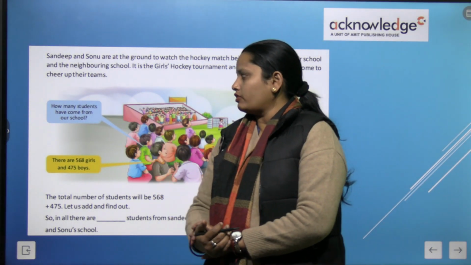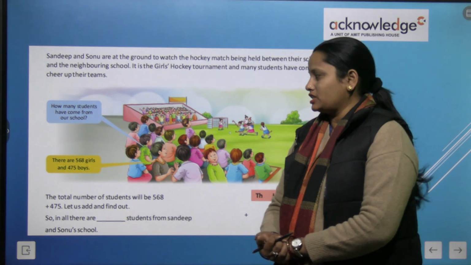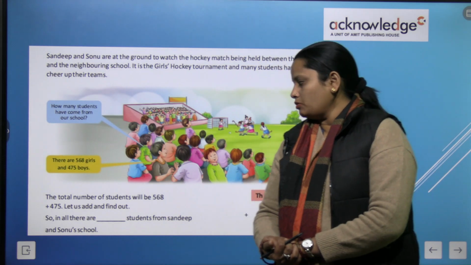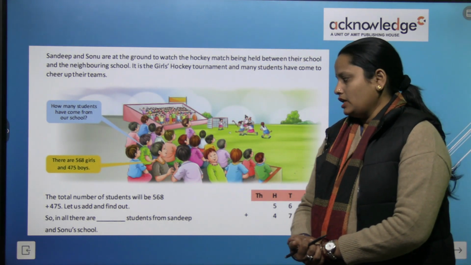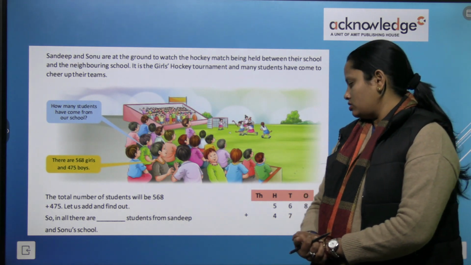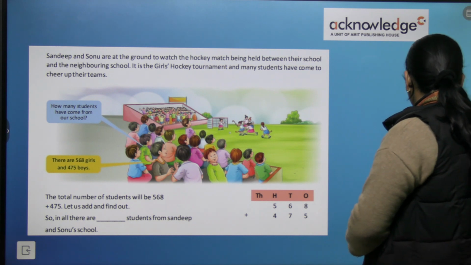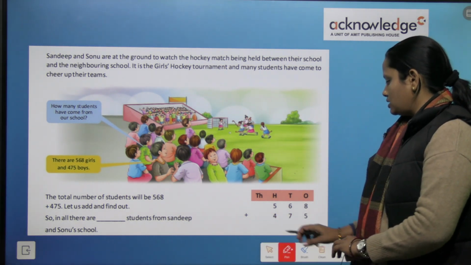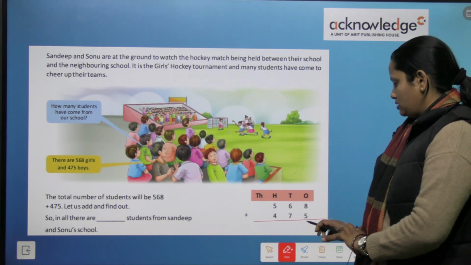How many students have come from our school? There are 568 girls and 475 boys. The total number of students will be 568 plus 475. Let us add and find out. So here we have added 568 plus 475.